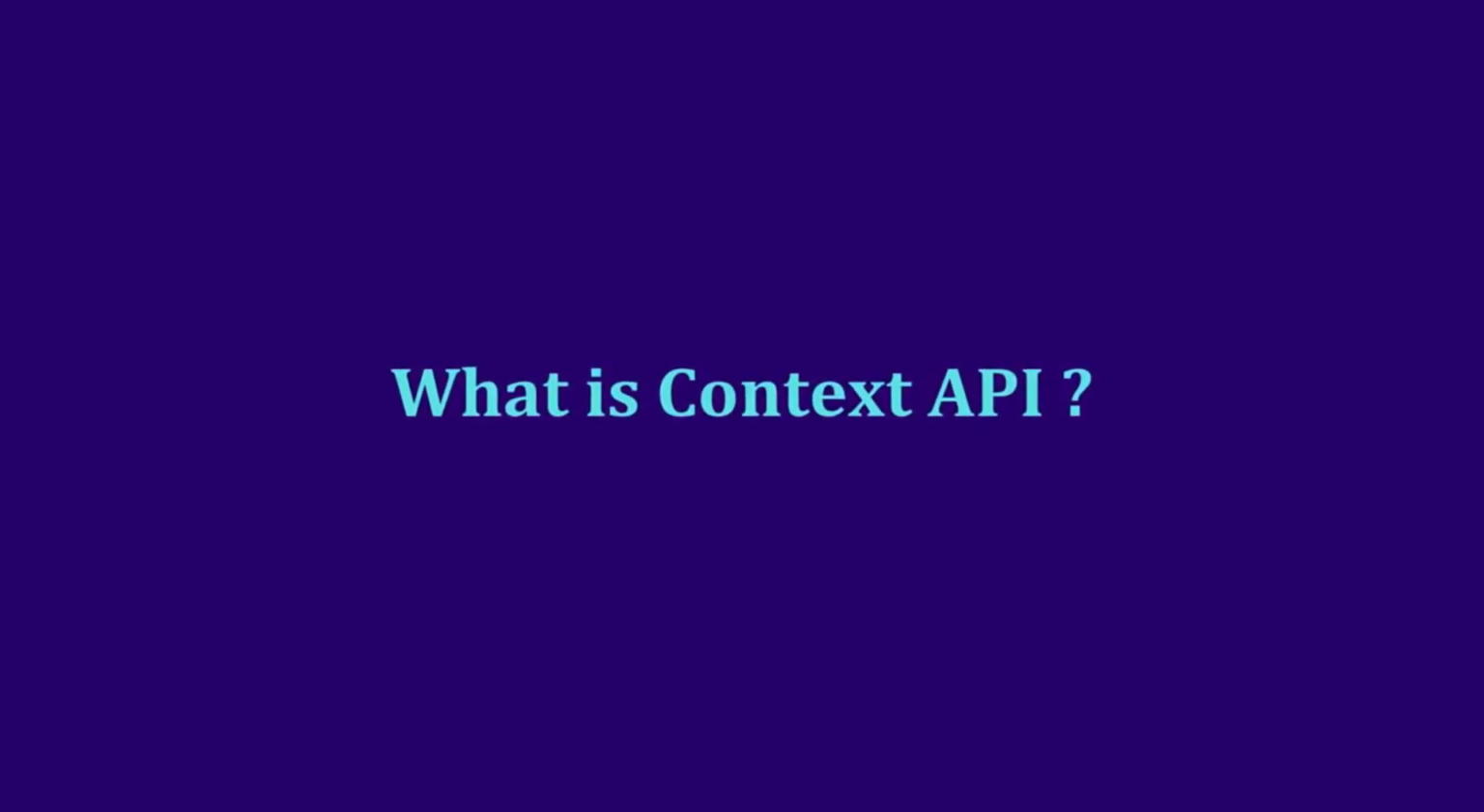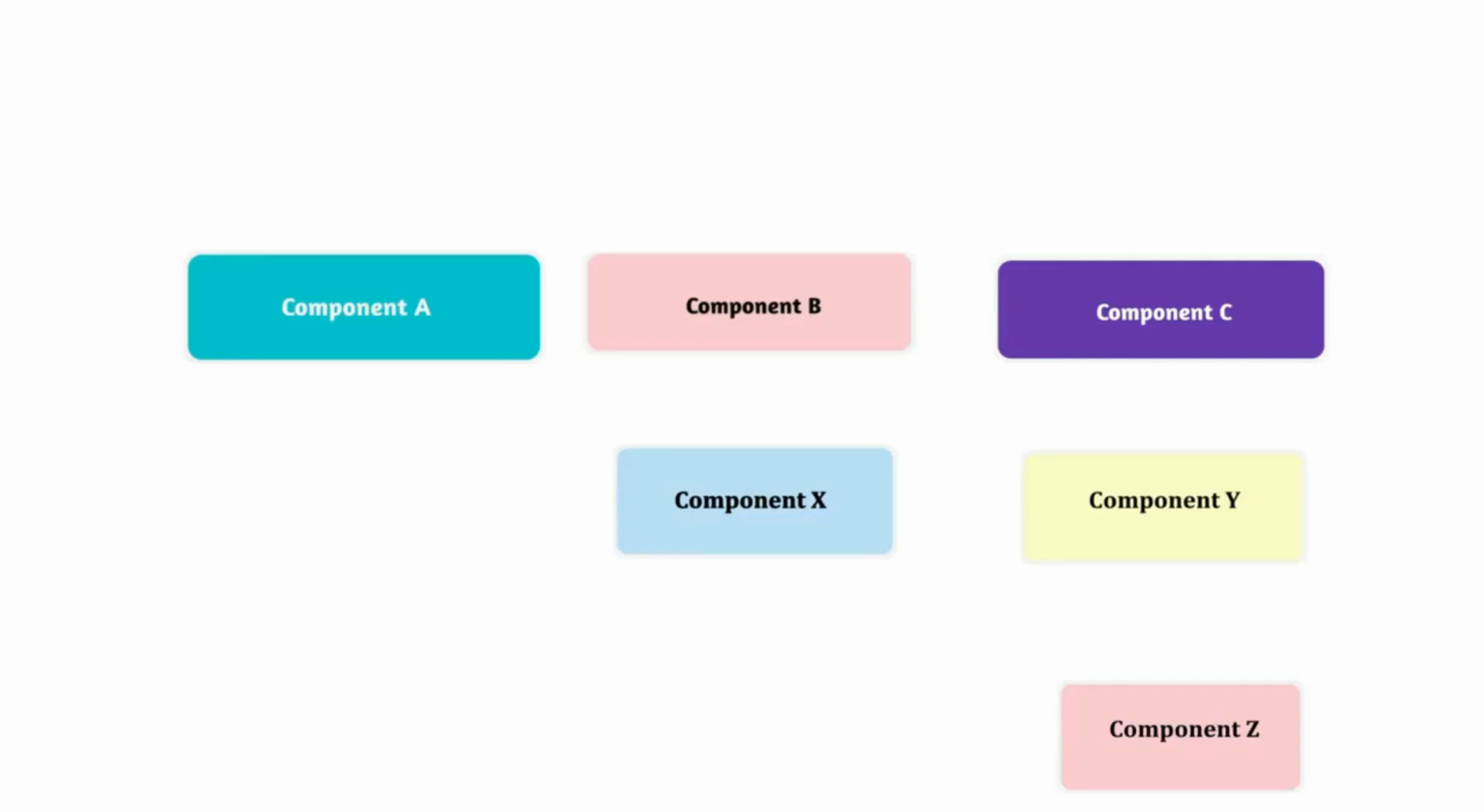Let's quickly consider a React application that has several components. Now at the top is the App component, which is of course the root component of every React application. Nested within the App component are several other independent and isolated components in different tree levels. And we have component A, B, and C at the first level. Component X is nested within component B, component Y is nested within component C, and component Z is nested within component Y.